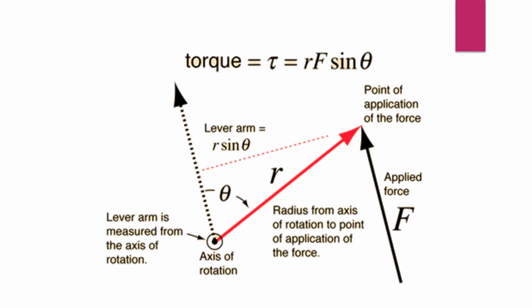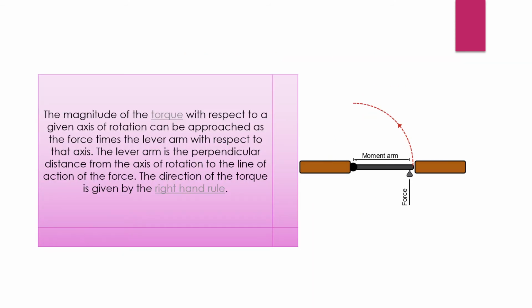Basically, if your force is applied in a circular or twisting motion, it equals torque. This phenomenon is called torque. The magnitude of a torque with respect to a given axis of rotation is the lever arm with respect to that axis, which means the moment arm, times your force. The lever arm is the perpendicular distance from the axis of rotation to the line of action of the force. The direction of a torque is given by the right hand rule.